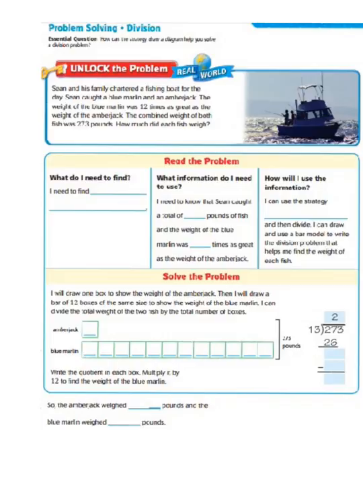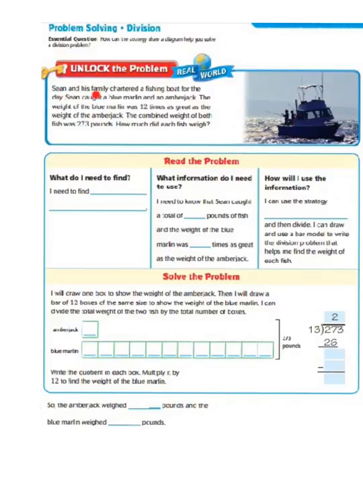All right, now look at lesson 2.9, problem solving with division. Let's begin by taking a look at our essential question. How can the strategy draw a diagram help you solve a division problem? So let's begin by looking at our word problem.